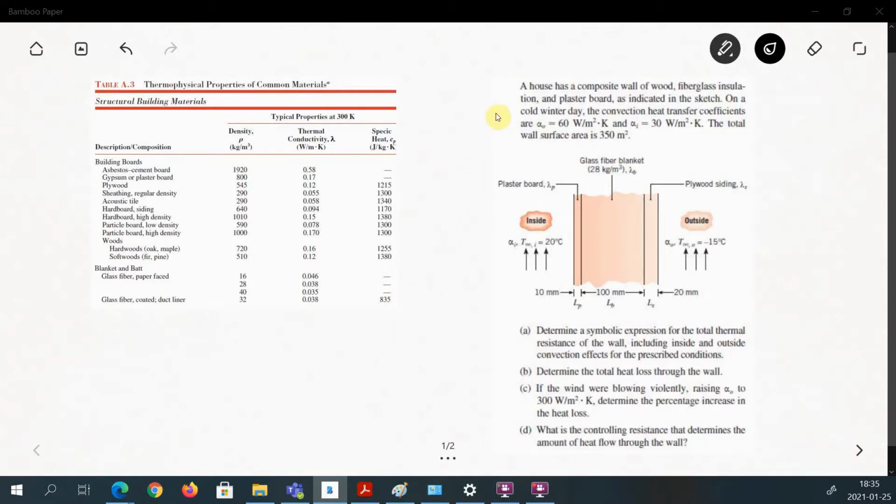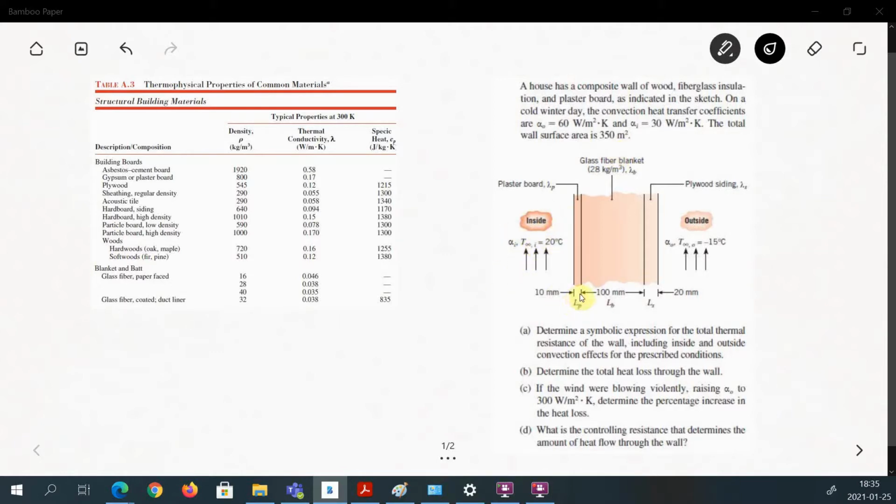So we have in this exercise a house which has a composite wall of wood, fiberglass insulation and plasterboard as is indicated in this sketch. On a cold winter day, the convection heat transfer coefficients are alpha 0 equal to 60 watts per meter square Kelvin, which is the one that corresponds to this side, and alpha inside equal to 30 watts per meter square Kelvin. And the total wall surface area is 350 meters square. This is the inside side.